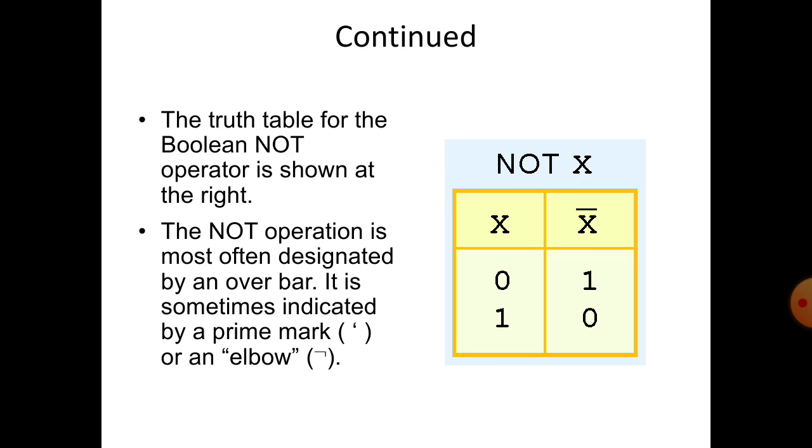The truth table for the Boolean NOT operator is shown at the right. The NOT operation is most often designated by an overbar. It is sometimes indicated by a prime mark or an elbow.